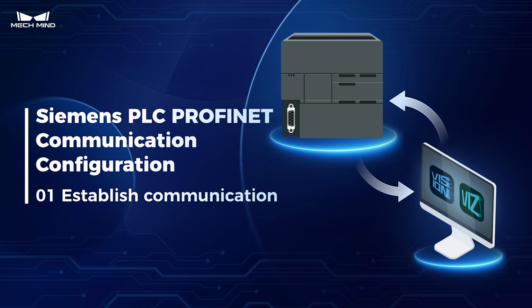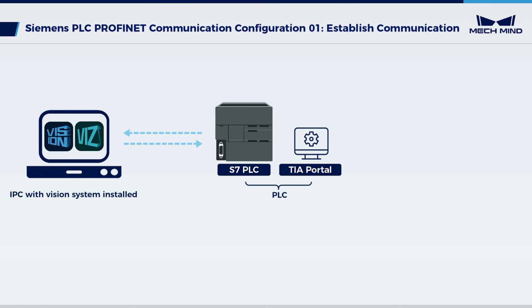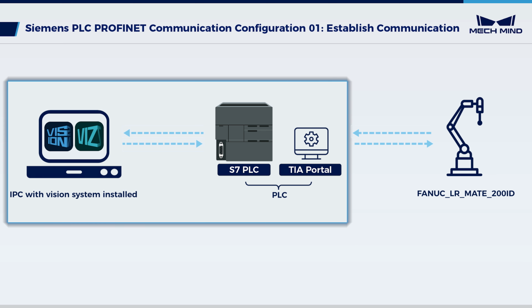This video shows how to configure PROFINET communication and set up the connection between the vision system and the PLC. With this connection established, the PLC can then control vision-based recognition and robot picking. In this setup, a Siemens S7-1200 PLC and a FANUC robot are used. Next, let's go through the communication configuration.